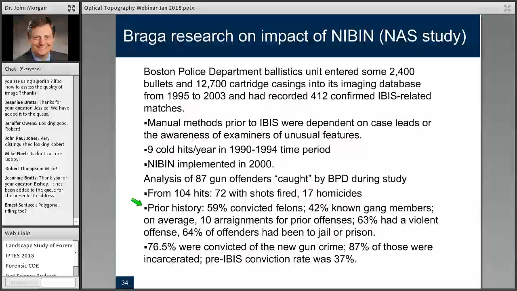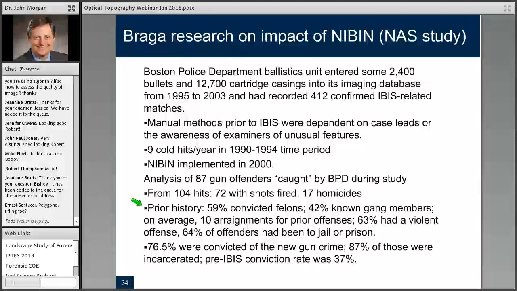Braga actually looked more particularly at 104 of those 412 hits. Of those hits, 72 involved cases where shots were fired and 17 were homicides. So the others might have been where firearms were seized as part of another crime or something like that. Within those 104 hits, 59% of the people identified were convicted felons and 42% were gang members. On average, each individual had 10 arraignments for prior offenses, including 2/3 with a violent offense, and 2/3 had been to jail or prison.